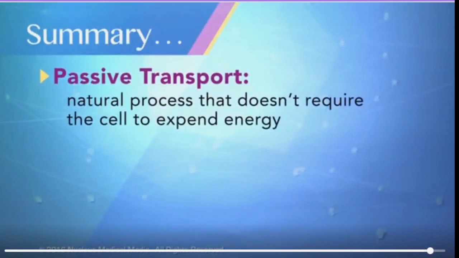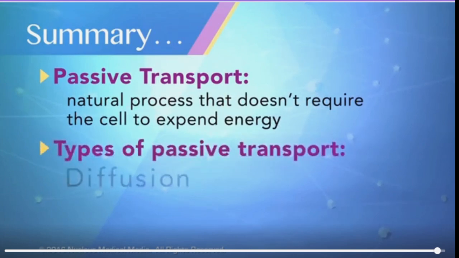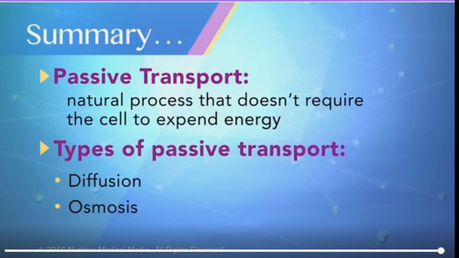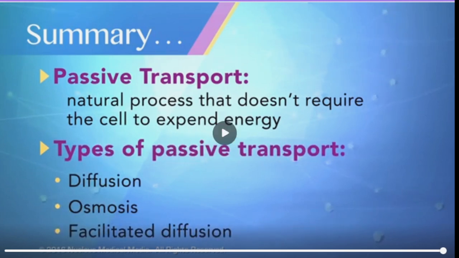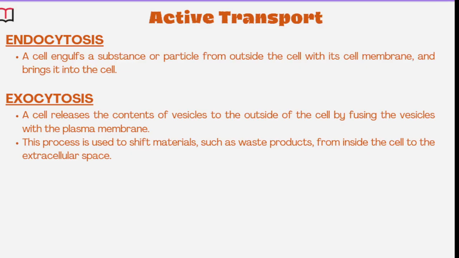In summary, passive transport is a natural process that doesn't require the cell to expend any energy. The types of passive transport are diffusion, osmosis, and facilitated diffusion. All right, so I hope that is clear to all of you.